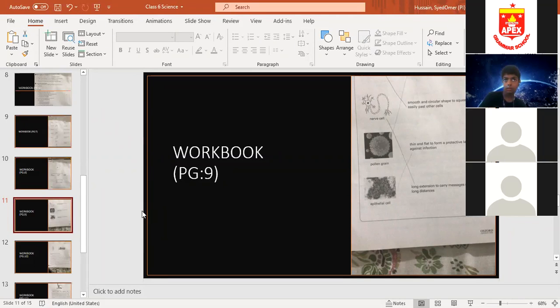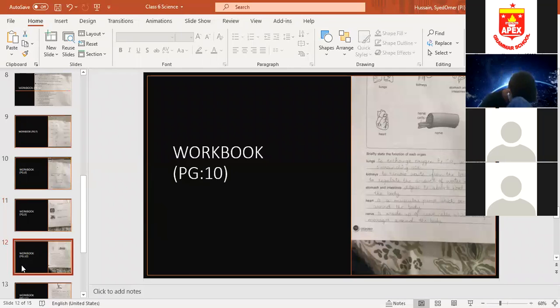Okay, have you turned this page number? Now next page is page number 10. Less time is remaining, so we can do just this page number 10. Okay, we have to write the function of each part. Firstly, lungs. What is the function of lungs?